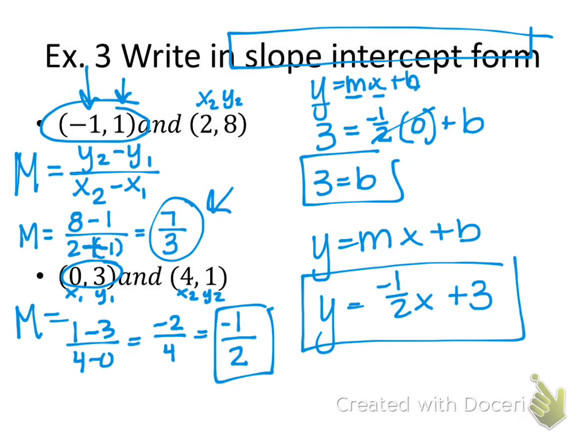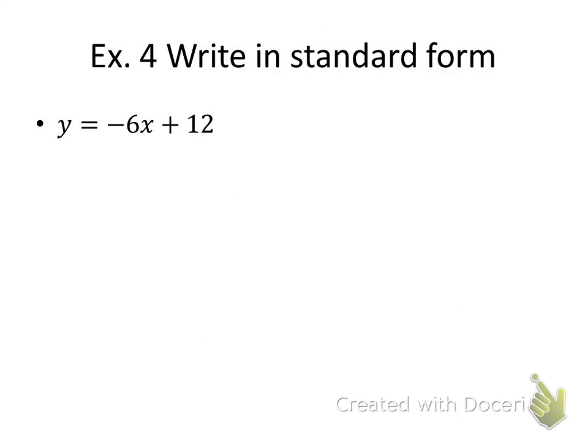Okay. So the next type of formula we need to know is standard form. So remember, we've learned slope-intercept, which is y equals mx plus b. Point slope, which is y minus y1 equals m times x minus x1. And then finally, standard form. Standard form is ax plus by equals c.